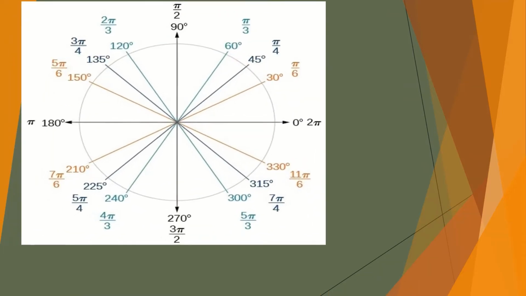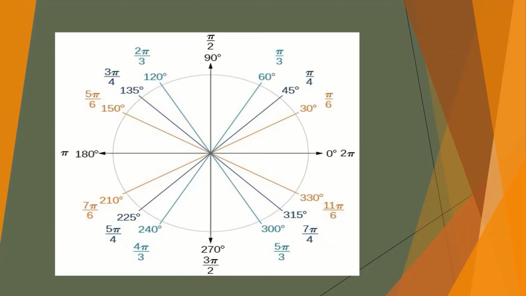Let's see some relationship between the degree measure and radian measure of special angles. As you can see from this figure, 0 degrees is the same as 2 pi radians or 360 degrees, because 1 complete revolution will end here. 30 degrees is the same as pi over 6 radians, which is an acute angle. 45 degrees is pi over 4 radians, 60 degrees pi over 3, 90 degrees pi over 2 radians, 2 pi over 3 radians is the same as 120 degrees, and so on. 180 degrees is pi radians, and so on. 270 degrees is 3 pi over 2.